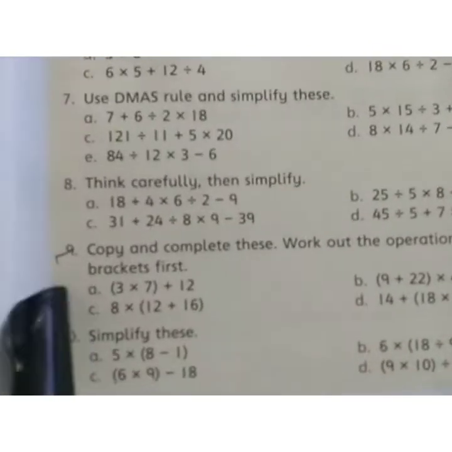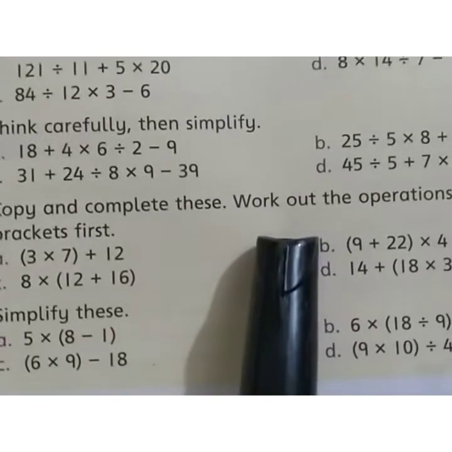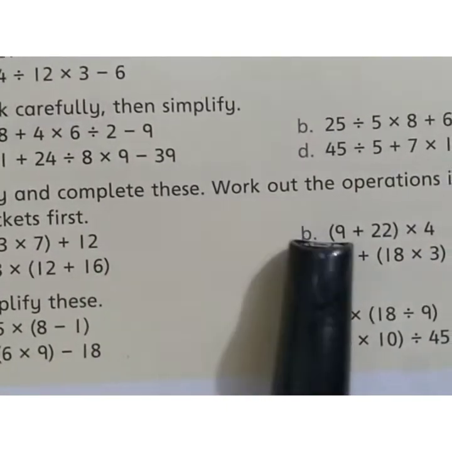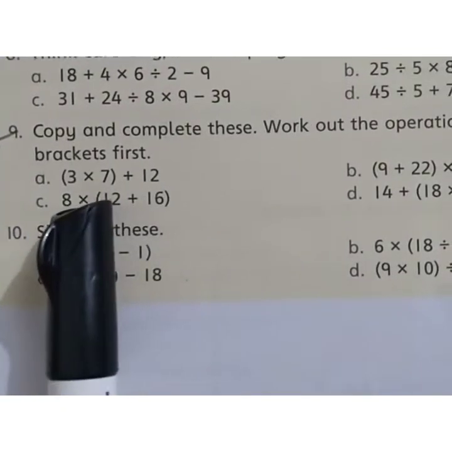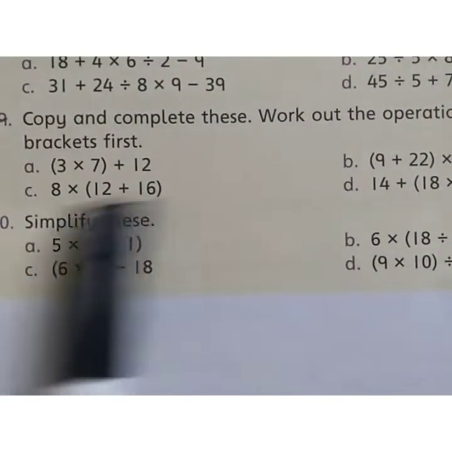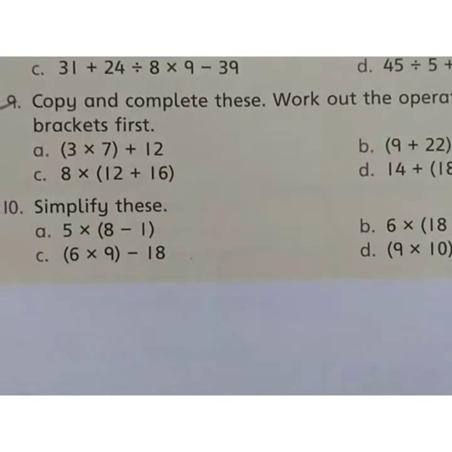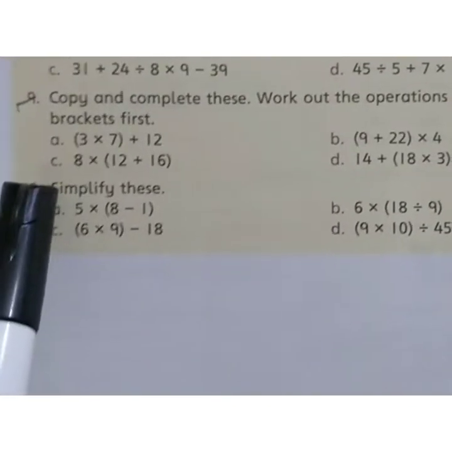Now question number 9, copy and complete these. Work out the operation inside the bracket first. It means first we solve the bracket and then simplify the whole question. Now I will do part A for you. Look at it.